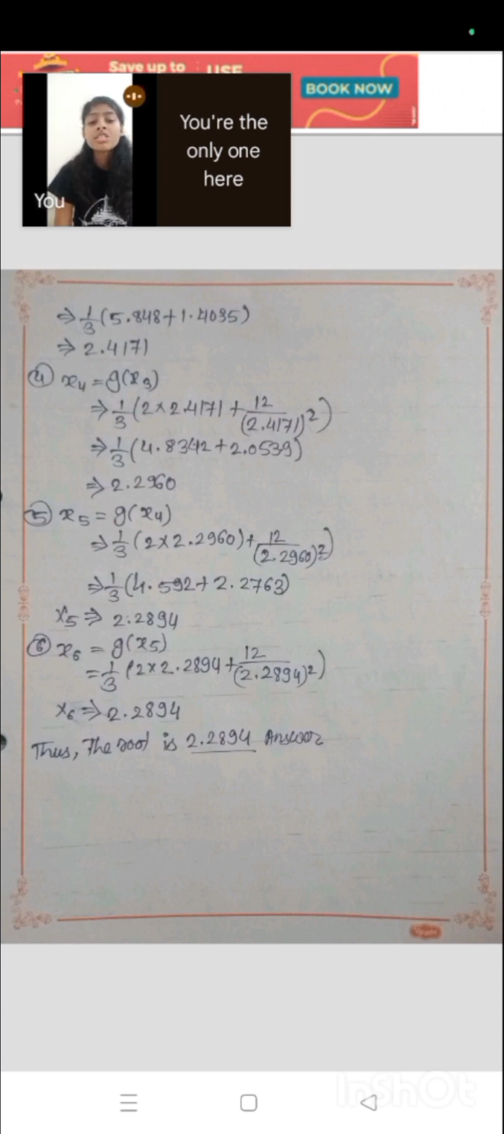So we check the x5 and x6 values. The x5 value is 2.2894 and the x6 value is 2.2894, so these values are the same. Thus we find the root of the equation, 2.2894. So this is the answer.